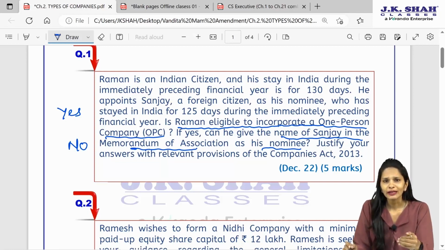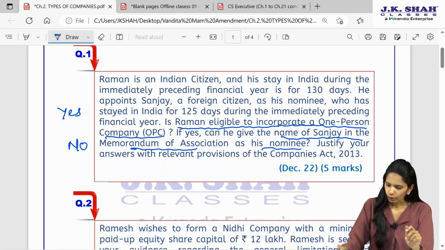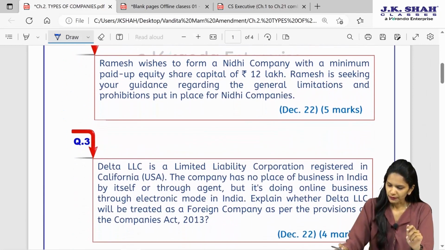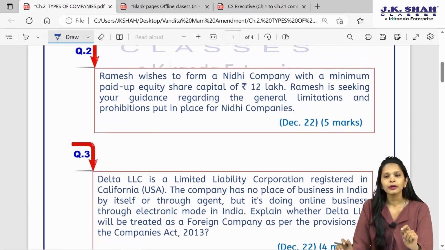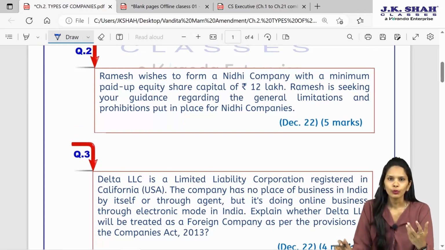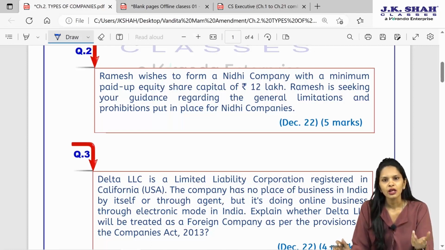If you write it systematically as discussed, then you can get full marks, that is 5 out of 5. I hope everyone has understood this. Now going to the next question, students. Again this is December 22. I told you from chapter number 2 they may ask you 1 or 2 or more questions. So this is again from chapter 2.